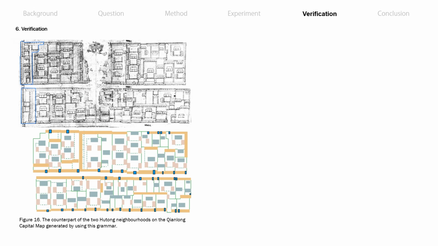Verification. Using this grammar, we successfully generated some Hutong neighborhoods shown on the Qianlong Capital Map, but not involved in the observation when formulating the grammar.